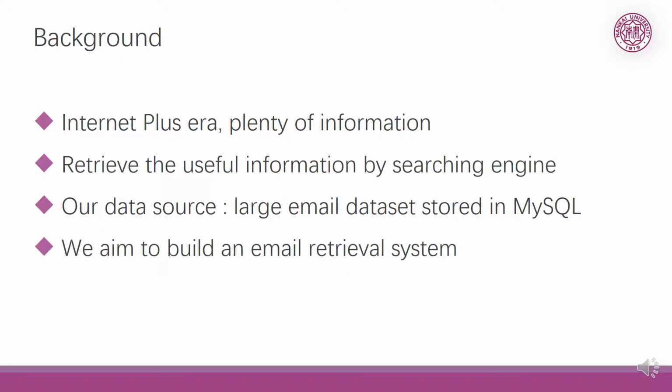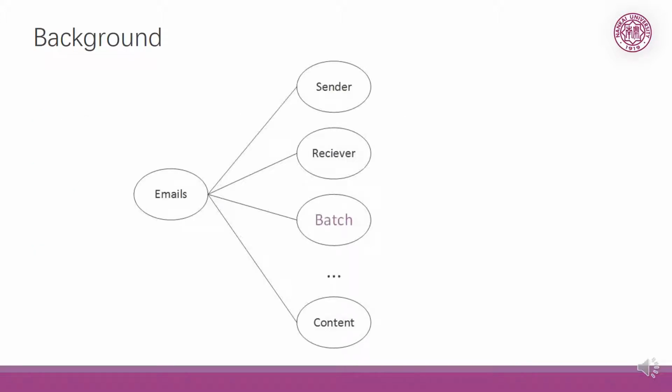Emails have already been parsed based on sender, receiver, content, and so on. Each mail has a special field called batch, which is an 8-digit number such as 20170629. We aim to build a retrieval system which can meet users' searching requirements.